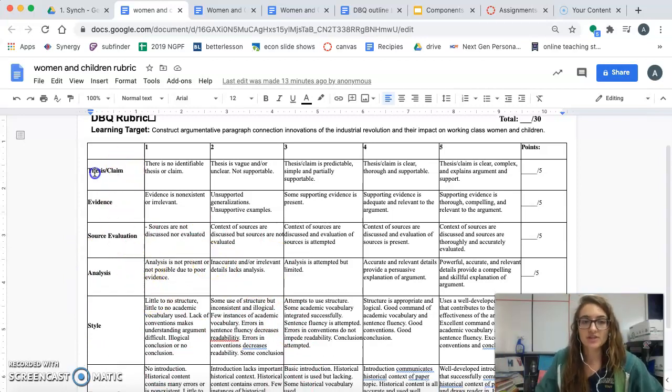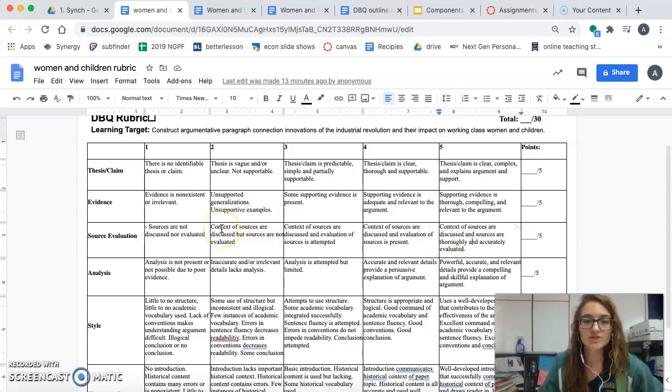So you'll be graded on your thesis, right? So the way that you get a 3 is it's kind of predictable, simple, kind of supportable. And then your claim is clear, thorough, and supportable. You have reasons, you answer the question. Evidence, make sure you include 2 quotes. Source evaluation, so if you attempt to evaluate the sources, then you'll get a 3. If you do and evaluate the sources well, you provide a value and a limit that makes sense, you get a 4. And then if you thoroughly discuss, like you're getting into a deeper level, that's how you get a 5.